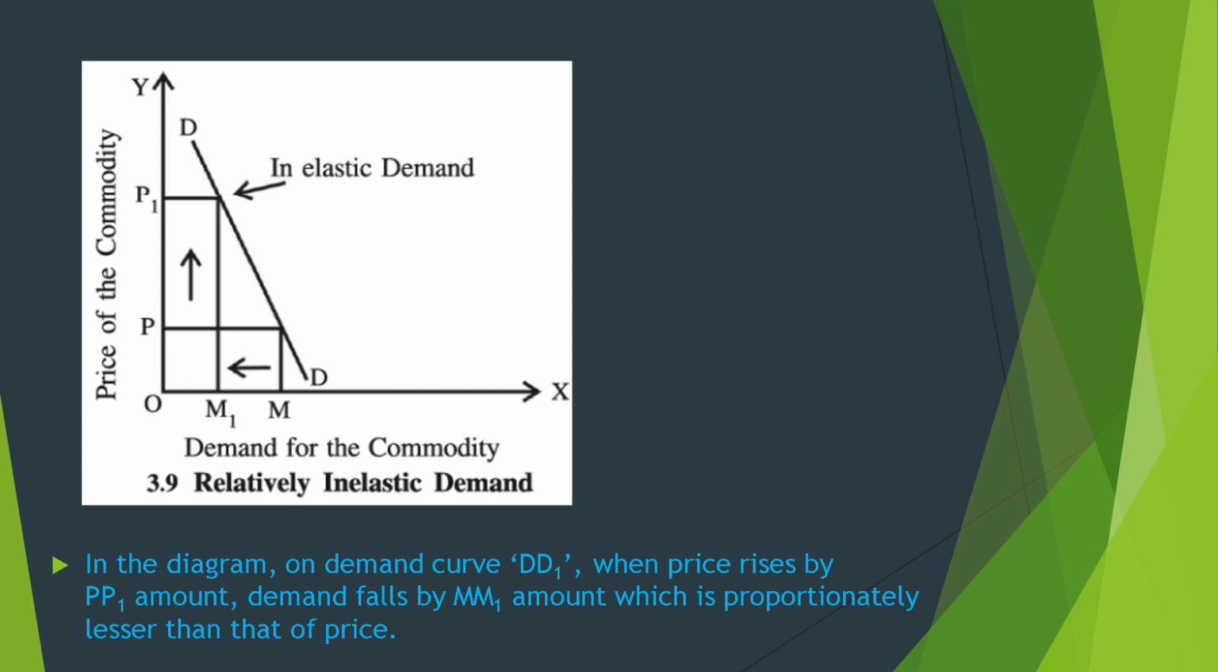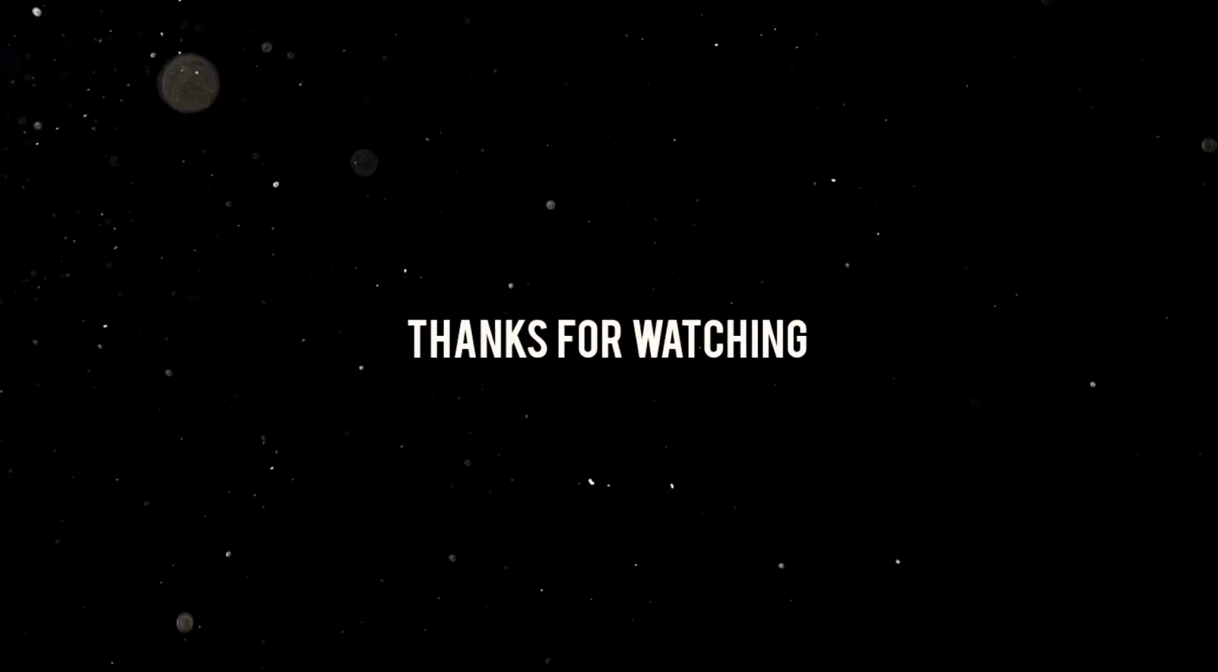Relatively inelastic demand. In the diagram of the demand curve DD1, when the price rises by PP1 amount, demand falls by MM1 amount, which is proportionately less than that of price.